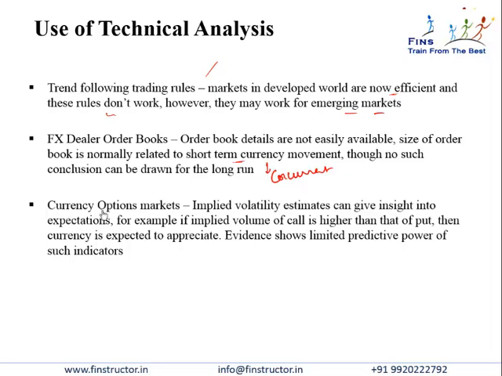People also try to use currency option markets so as to understand the movement of the currency. For example, if the implied value of a call is higher than that of a put, so a call option is being overpriced and a put option is being underpriced, it may likely be the case that people are expecting the currency to move up, and hence the call option is being priced higher than a put option. Similarly, it can be vice versa.